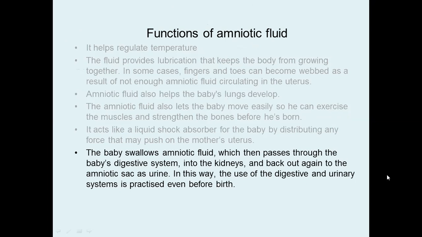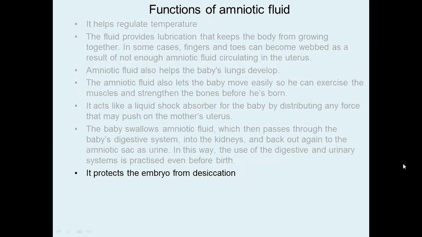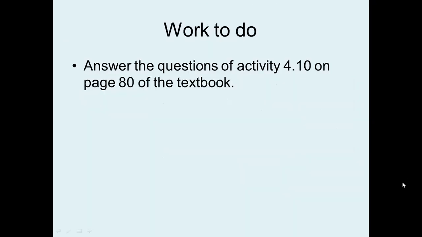The baby swallows amniotic fluid, which passes through the digestive system into the kidneys and back out again into the amniotic sac as urine. And in this way, the use of the digestive and urinary systems is practiced even before birth. It protects the embryo from desiccation. Be careful how you spell this. It's not 2 S's, it's 2 C's and 1 S. Okay. And then you need to do the questions in activity 4.10 on page 80 of the textbook.